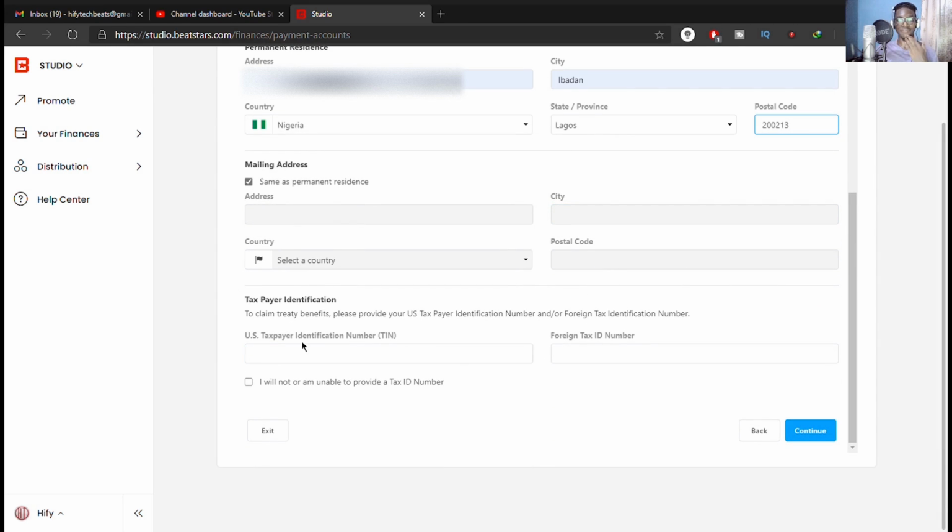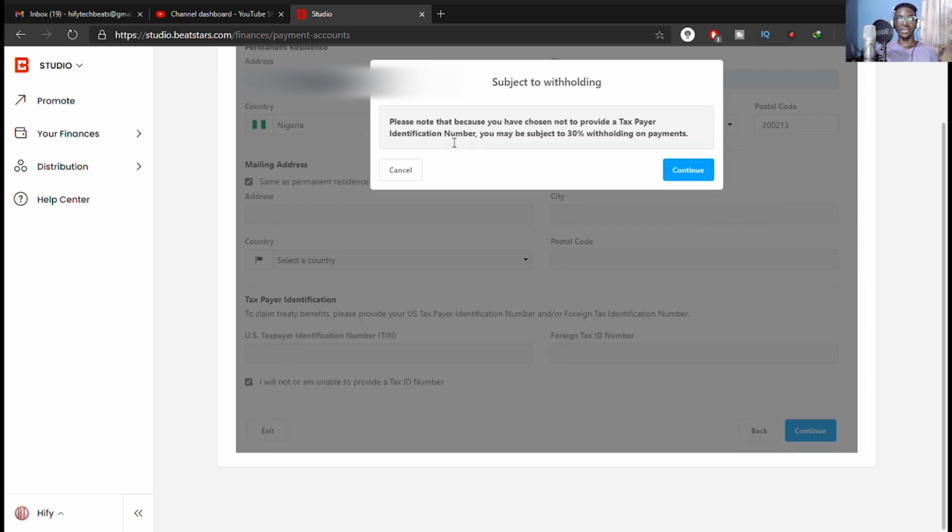To claim treaty benefits. Treaty benefits are a way that a country and another one agree that they are going to lower tax and have an agreement for their tax payment within their citizens and stuff. So to claim treaty benefits, please provide your US taxpayer identification number and/or foreign tax identification number. But I do not have any treaty between Nigeria and the US, obviously. So I'm just going to go: I am unable to provide a tax ID number. Please note that because you have chosen not to provide tax ID, you may be subject to 30% withholding on payment.